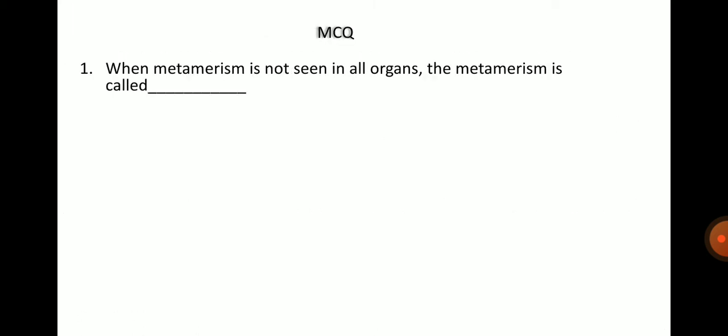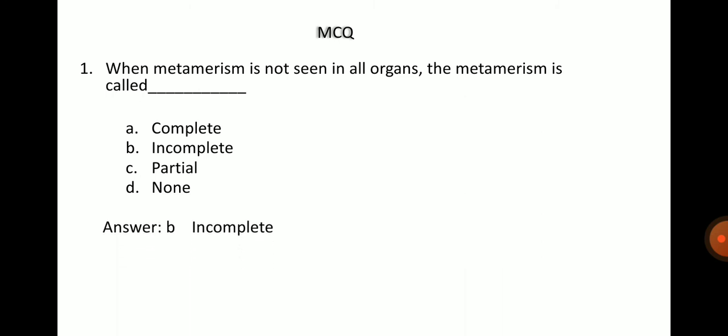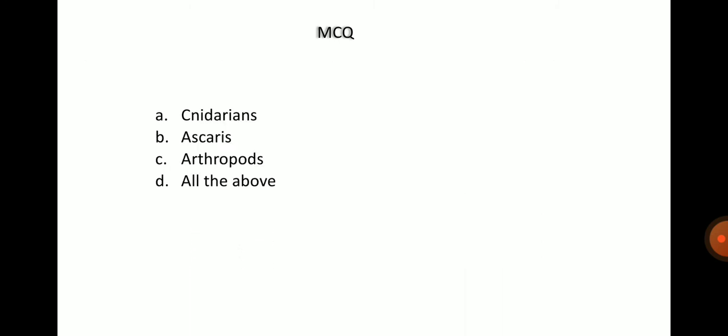With this, I will conclude my lecture on the topic Metamerism Part 2, that is Session 6. Before which, I want you to answer a few of the multiple choice questions, which are as follows. The first question is, when metamerism is not seen in all organs, the metamerism is called dash. The options are complete, incomplete, partial, and none. The answer being option B, that is incomplete.